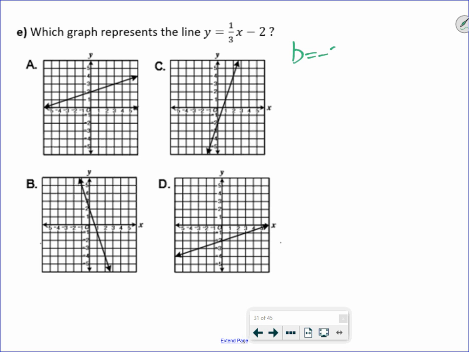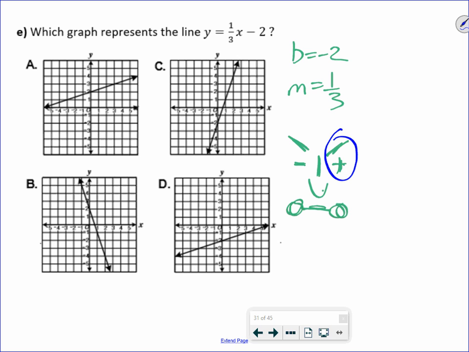All right, so which graph represents the line y equals 1/3 x minus 2? So we know that b equals -2 and m equals 1/3. Remember your slope rules: undefined slope is a vertical line, negative slope goes down, positive slope goes up, 0 slope is horizontal. This slope is positive, so we know we have a line going up. So that equation's right out. We also know the y-intercept is -2, so it's going to be one of these 2 lines. That line is out.